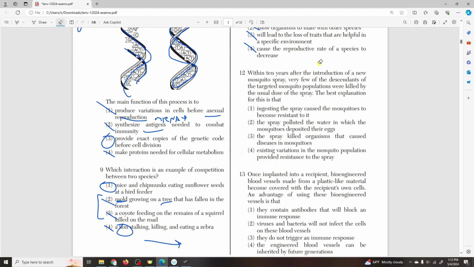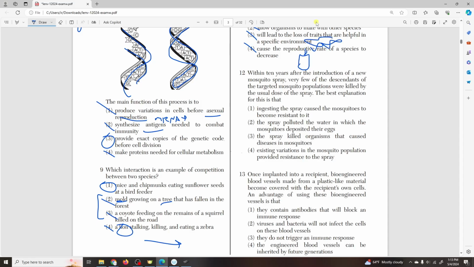Number 12 says that within 10 years of the introduction of a new mosquito spray, very few descendants of the targeted mosquito population were killed by the usual dose of the spray. So what happened here? And they're asking us what's the best explanation. Well, what happened here was that we introduced a new mosquito spray 10 years ago, right? Let's just say that it goes and it sprays out there.